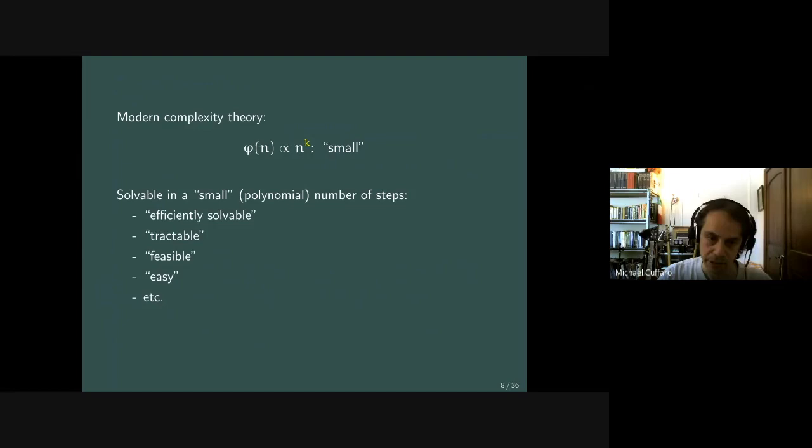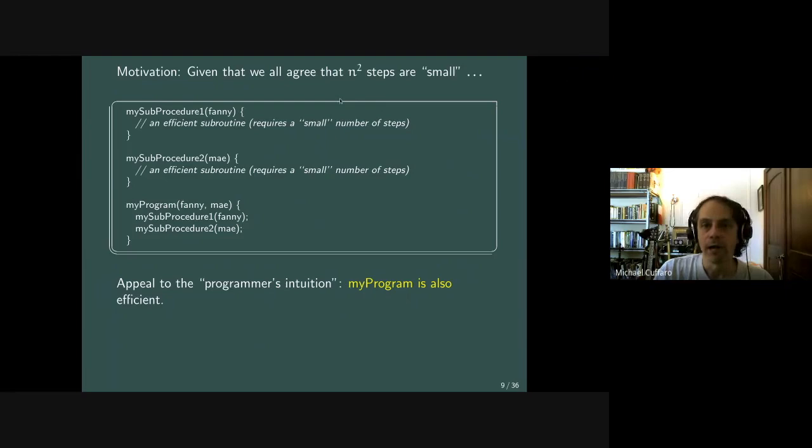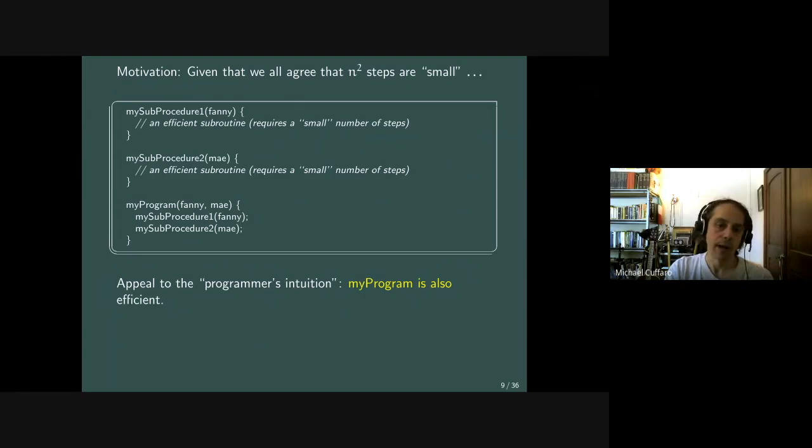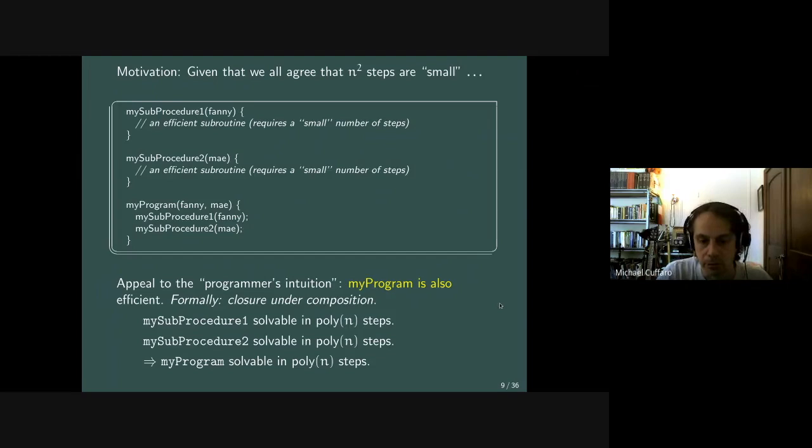Okay, so why do we think that this is a good criterion for an efficient solution? Well, one way to motivate this is by using the programmer's intuition. You might say that if you have an efficient program that makes calls to a number of efficient subroutines, then the overall program should also be thought of as efficient. More formally speaking, this is just the property that polynomial functions have, that they're closed under composition. It's just that.